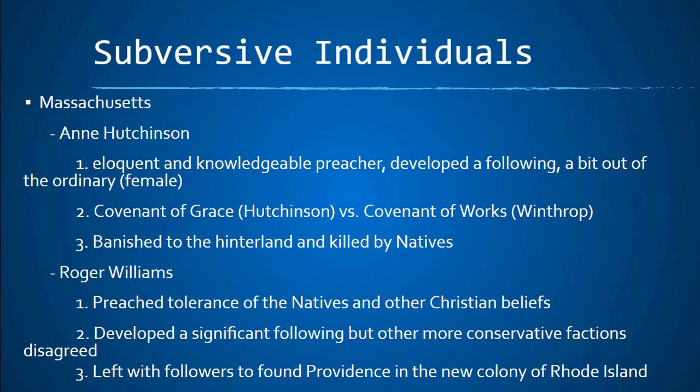Then there was Roger Williams, who had the audacity to preach tolerance of natives and other Christian beliefs that were not Puritan. Williams developed a significant following, but other more conservative factions of Puritans disagreed with him. Eventually, Williams and his followers left to found Providence in the new colony of Rhode Island.